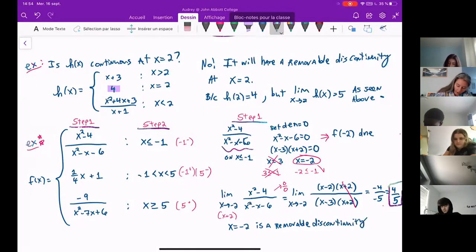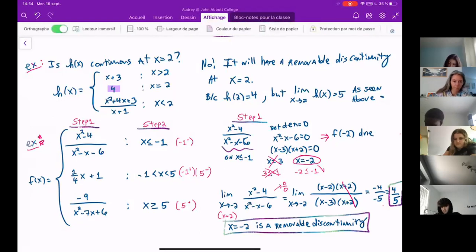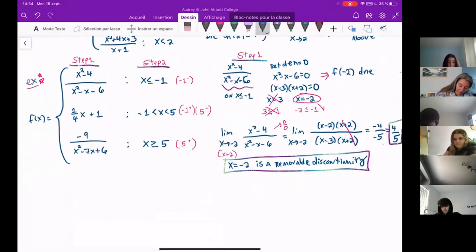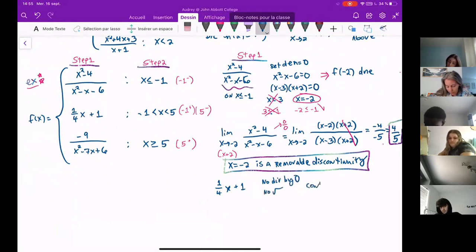Guess what? We're not done with step 1. That was only the first function from step 1. So the second function, there's no possible division by 0. The only thing in the denominator here is 4. So no division by 0, no square root. This is continuous everywhere.